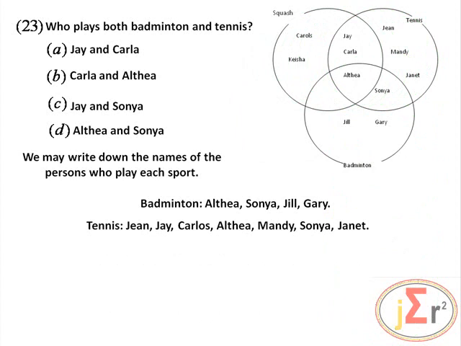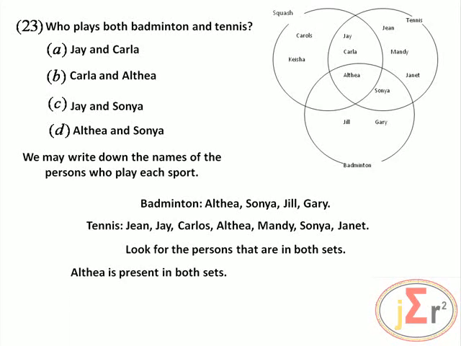So what do we say now? We look in the list for badminton and in the list for tennis and see if we have players who are in both those sets. So let's look for persons that are in both sets. Let us do that. Althea is present in both sets. There we have them marked. Sonia is present in both sets. Right. So the two players are Althea and Sonia.